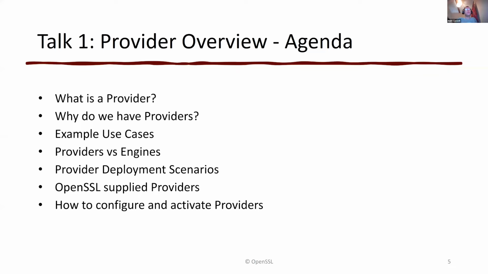If you're familiar with engines from our older versions of OpenSSL, I'm just going to touch on that and explain why we have providers and what's happened to engines. I'll cover some deployment scenarios, some typical ways that you can deploy providers with your application. Then I'm going to go through the list of providers that are included with OpenSSL. And finally, some content on how to configure and activate providers.